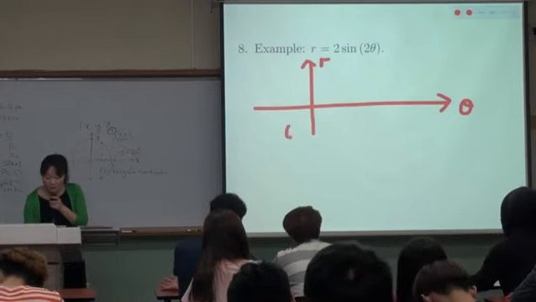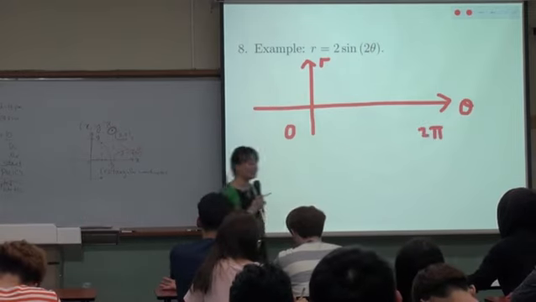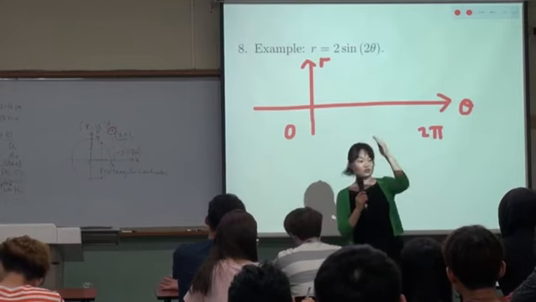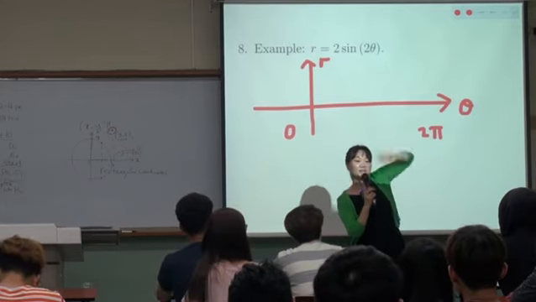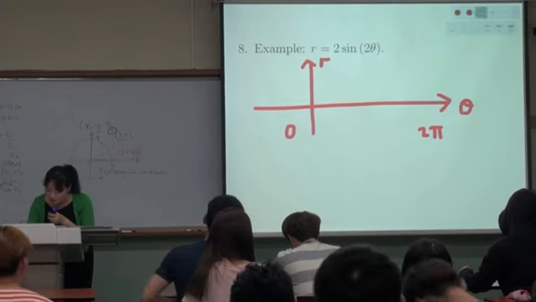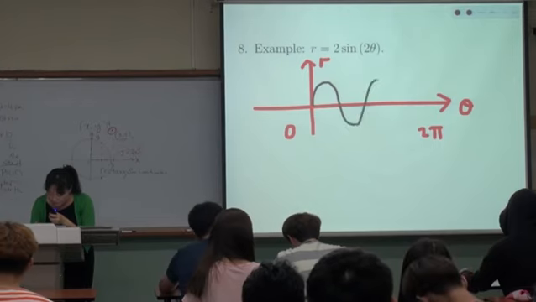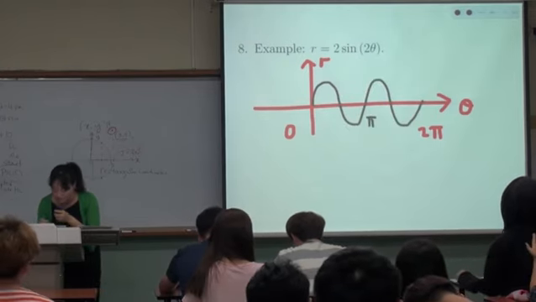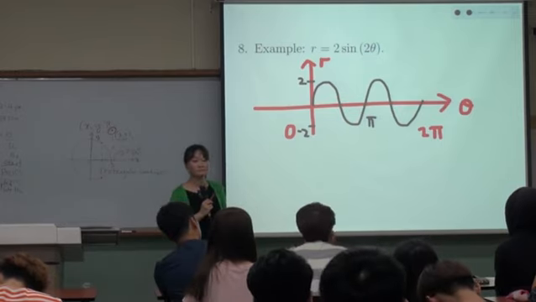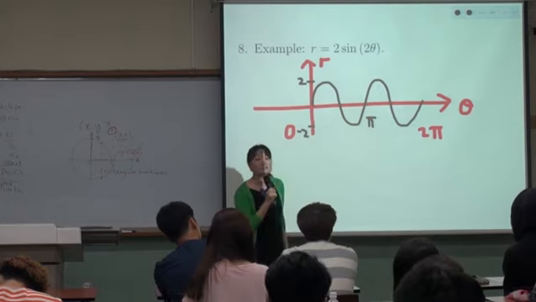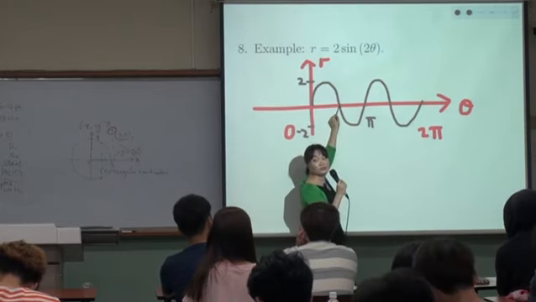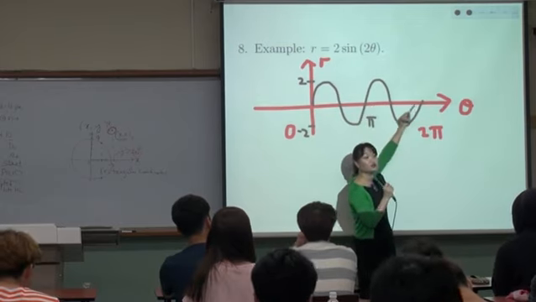Okay? So from 0 to 2 pi, usually how many loops do I get? I get one loop, but because it is 2 theta, I get 2 loops. What's the maximum and minimum? 2 and minus 2, exactly. Yep. So this is what we get. Agree? Tell me, where are the zeros? 0, pi over 2, pi, 3 pi over 2, 2 pi.